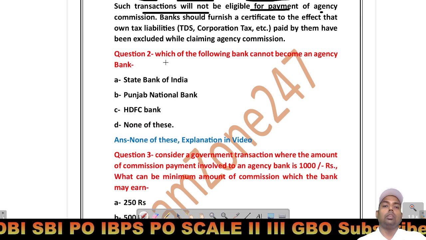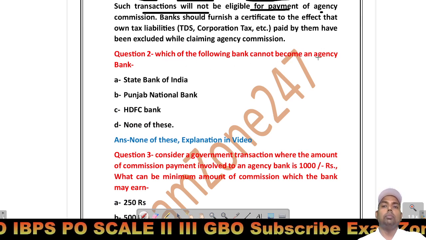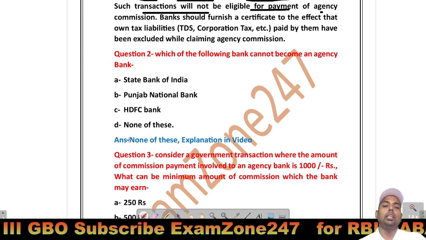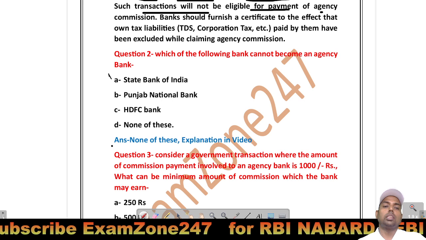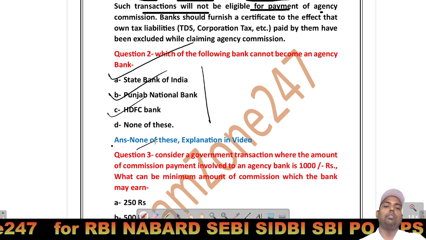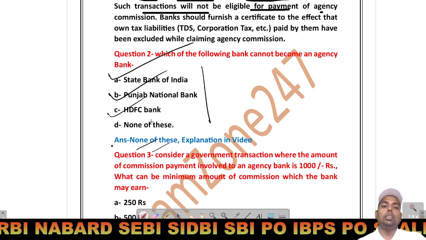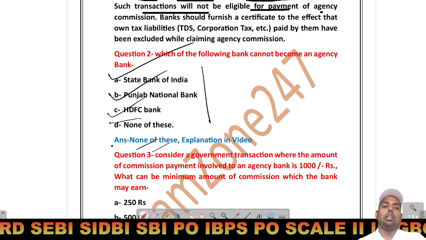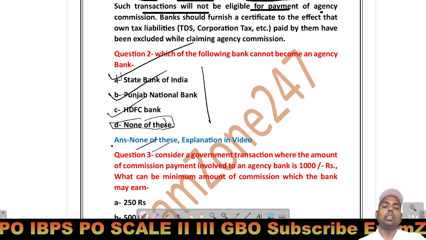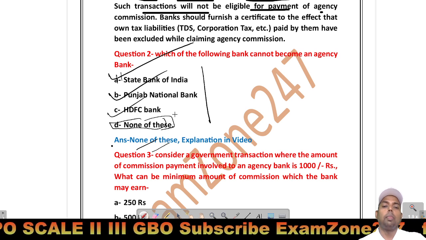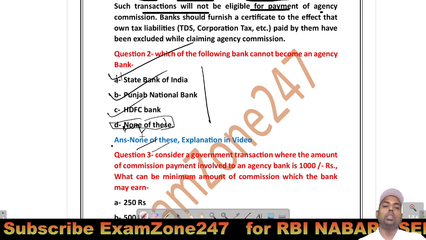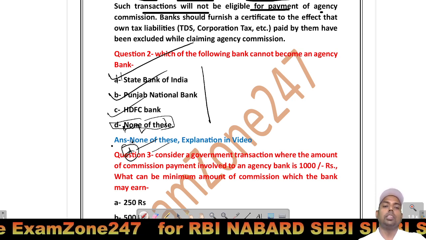Further, question number 2, which of the following bank cannot become an agency bank? अभी हमने बताया आपको कि any bank can become an agency bank, therefore this can also act as an agency bank, this can also, and this can also. Therefore, none of these. None of these का मतलब यहाँ पर ये नहीं है कि इसमें से कोई एक्ट नहीं कर सकता. इसका ऑप्शन थोड़ा सा इस तरह से होना चाहिए था कि एनी ऑफ दीज. ओके, एनी ऑफ दीज होना चाहिए था, ऑप्शन डी नन ऑफ दीज की जगह.